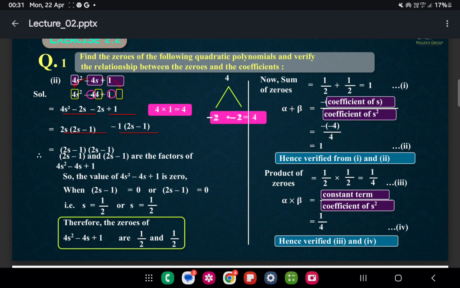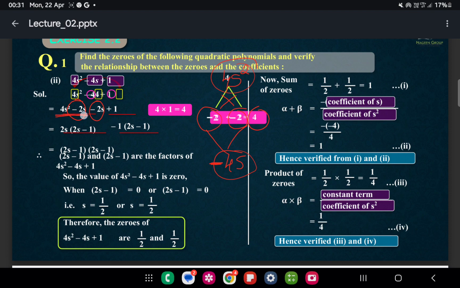Here we see that 4 is multiplied with 1, so you will get 4s square. Then we have to get minus 4s as the middle term. So what we have to get: 2 2s are 4. Here we can get minus 2 into minus 2, you will get 4. That will be multiplication, minus into minus plus 4, yes, and when we add minus and minus we will get minus 4 as addition. So we can show here, this is 4s square minus 2s minus 2s plus 1.